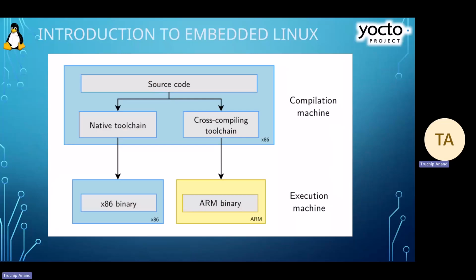But if you are trying to compile on a machine and the binary is meant to run on the same machine, then we use something called a native tool chain. So for example, if I'm compiling my code on ARM, and it's supposed to work on the same ARM subsystem, then it's called a native tool chain, because it is native to that system. Similarly, if I compile my code on an x86 system and run on x86 itself, then we call it a native tool chain.